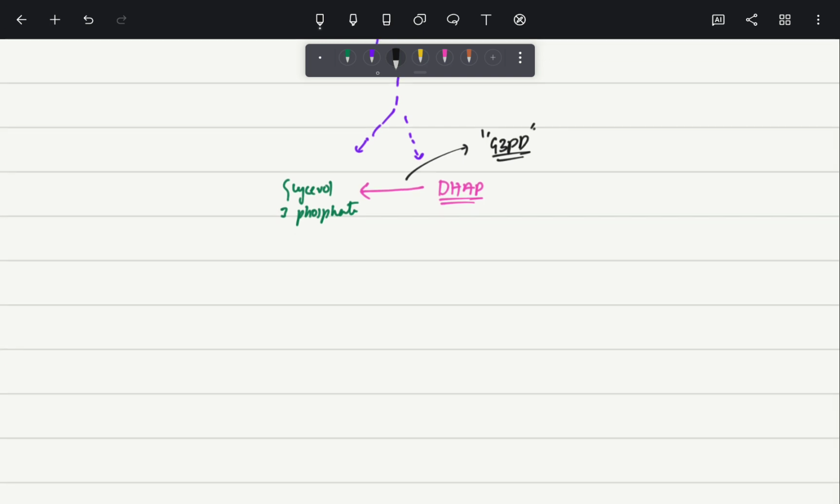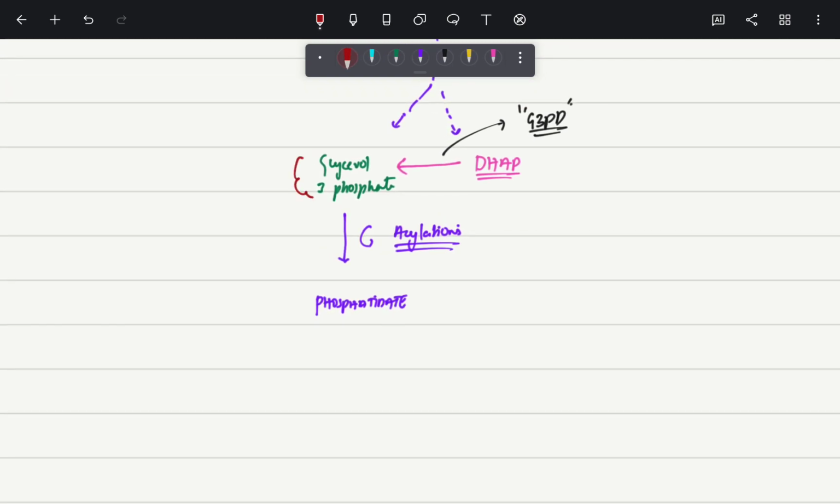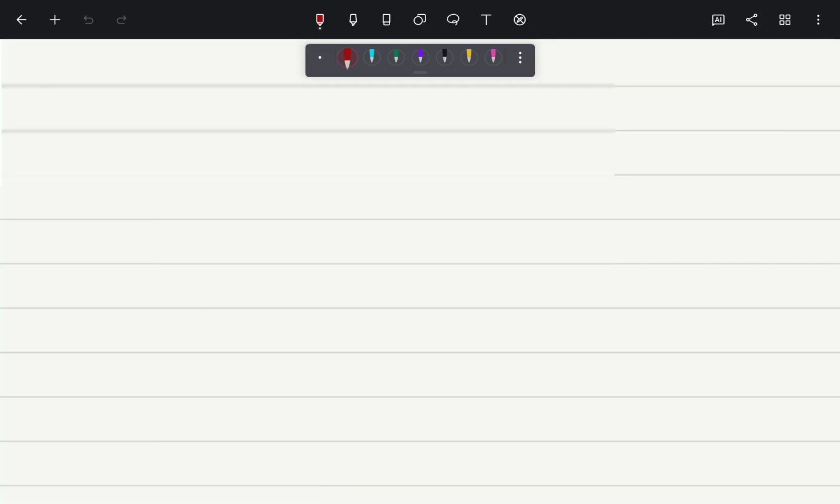Okay, so as you can see here, from this glycerol 3 phosphate we can eventually synthesize our product, which is your phosphatidate, by a series of acylations. So this is the triose phosphate which was formed in the glycolysis pathway. Now, if you are clear with this, next we will talk about the lipolysis pathway. I want everyone to concentrate here.